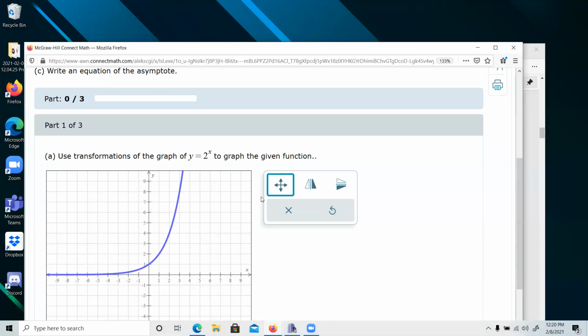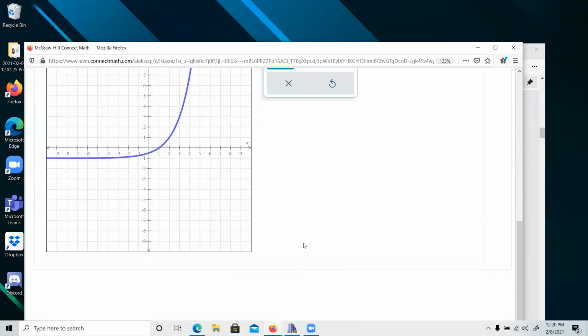All right. Well, actually, we're going to move it 1 unit here first and then down by 1. And that should give us a better choice.